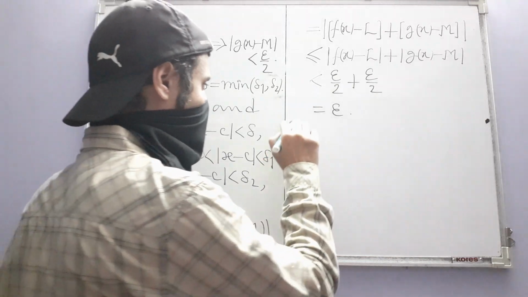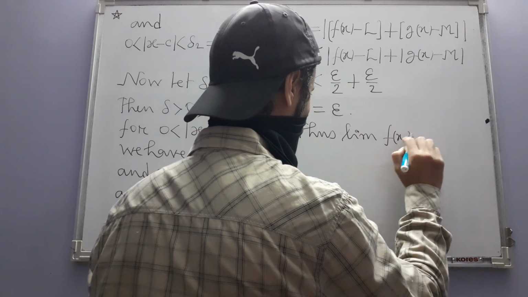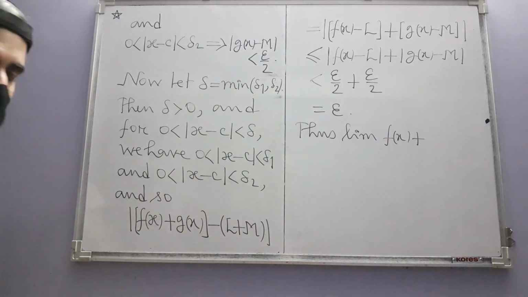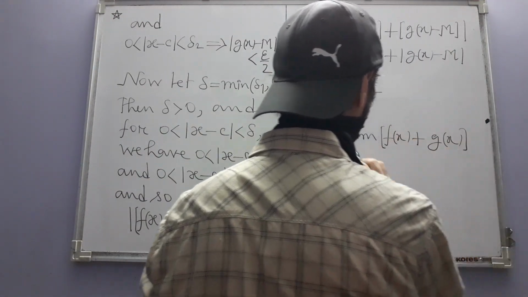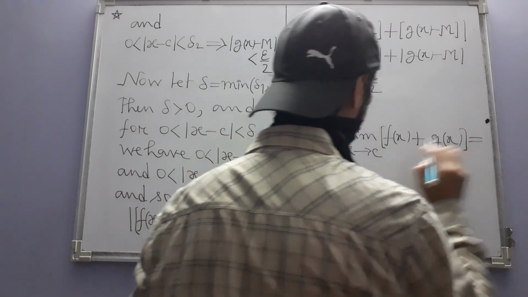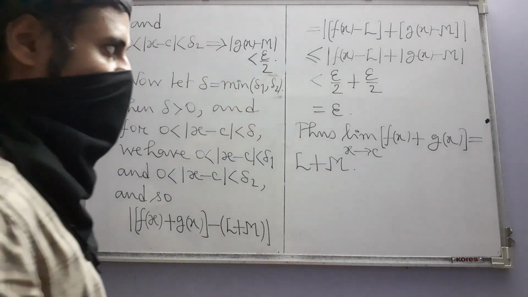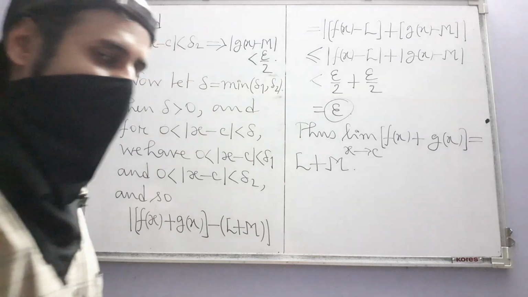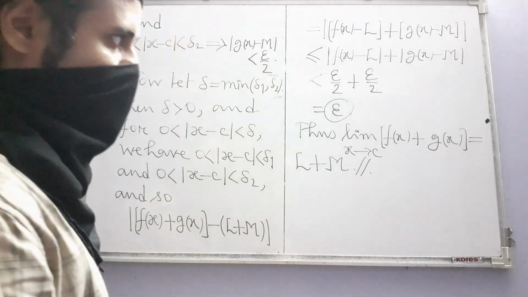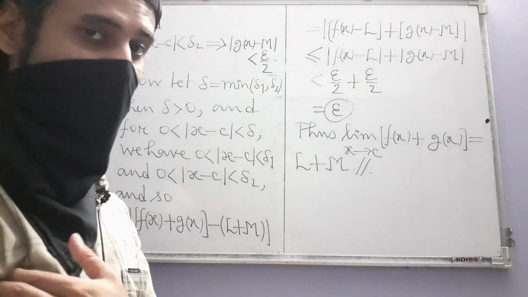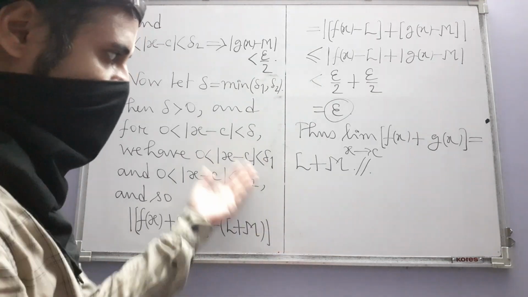But then by definition of limits, L plus m is the limit of the sum. And now you understand why we chose epsilon over 2, just simply to have epsilon here. Okay, so that's it, that proves this limit. And in a similar manner, one can also prove the other properties of limits, although some of them will take more effort than this much.